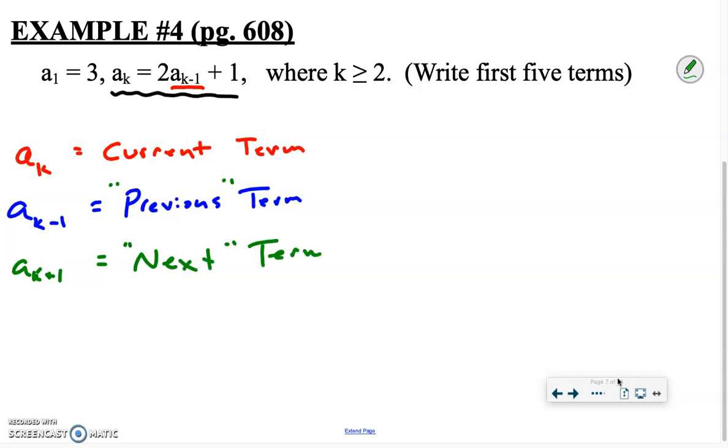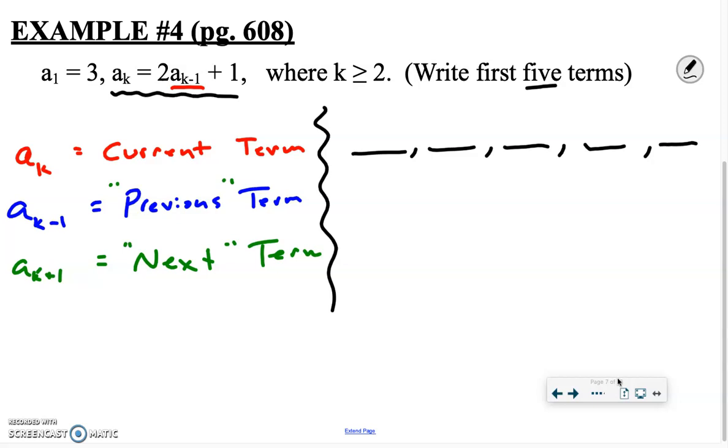All right, so again, I know that this is asking a lot, but please just don't make it harder than it has to be. 99% of the time when students struggle with recursive definitions, it's literally we're making it too hard. So we're asked to write out the first 5 terms. So we have our first, second, third, fourth, and fifth terms. And we are just handed that a sub 1, my first term, is 3.